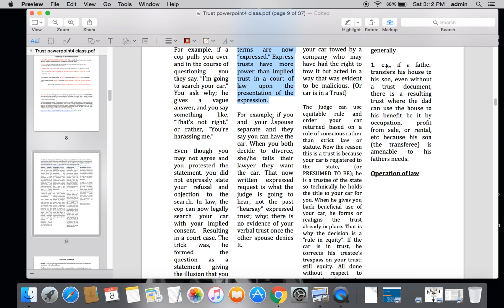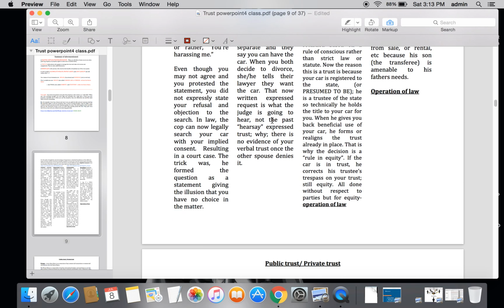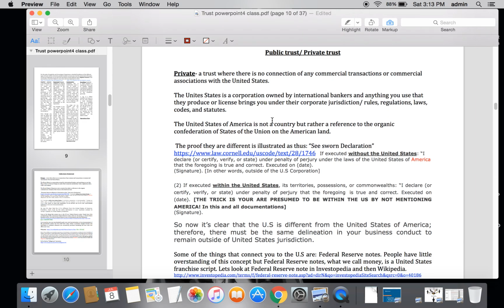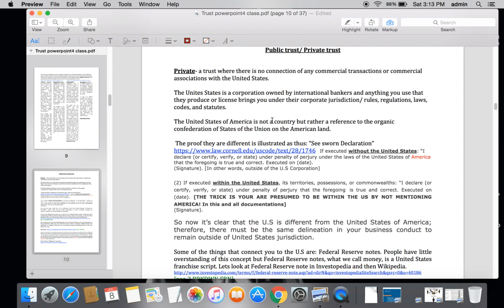All right, so we'll go to the next page where we talk about the public trust and the private trust, and we give more of a breakdown on how those two are operated.